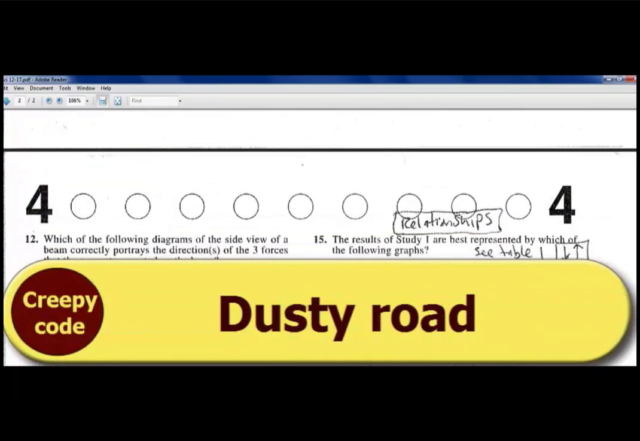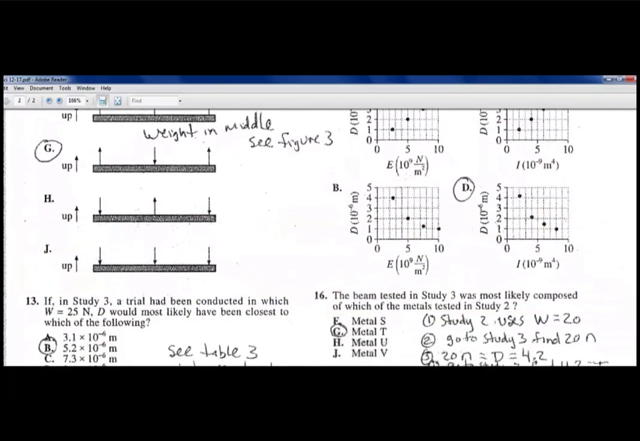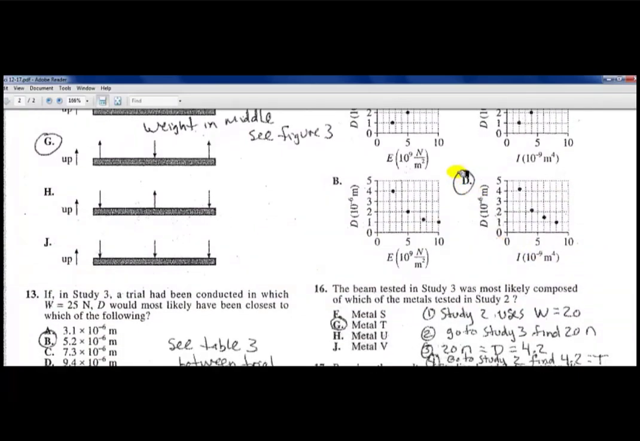As we come back over here, the correct answer here is going to have to be D. As you increase the I, the D is going to be going down. It's a relationship question. D for practice problem 14.